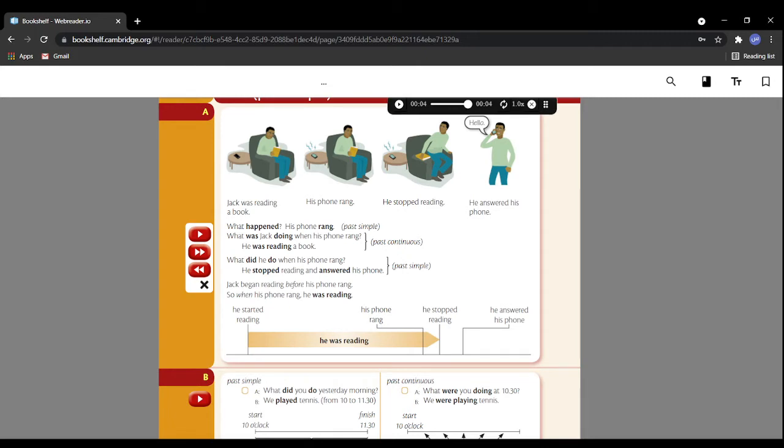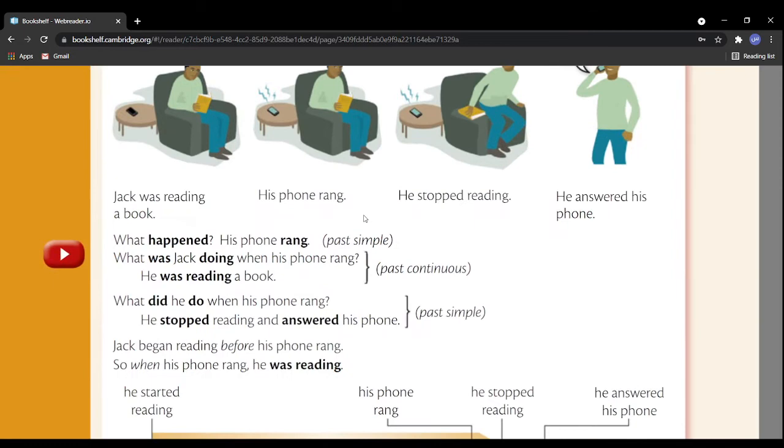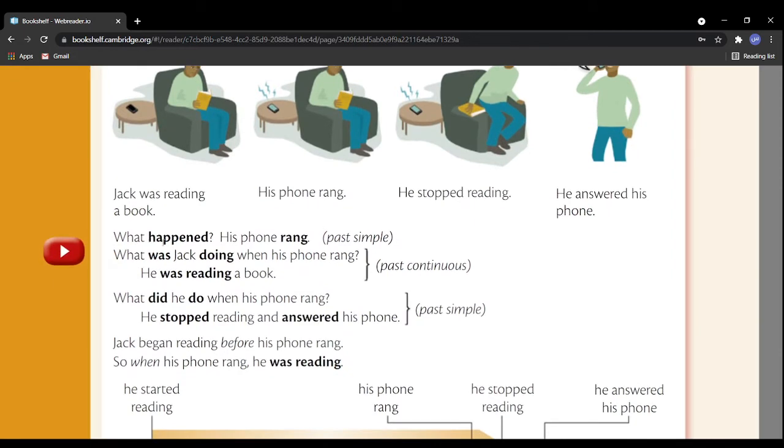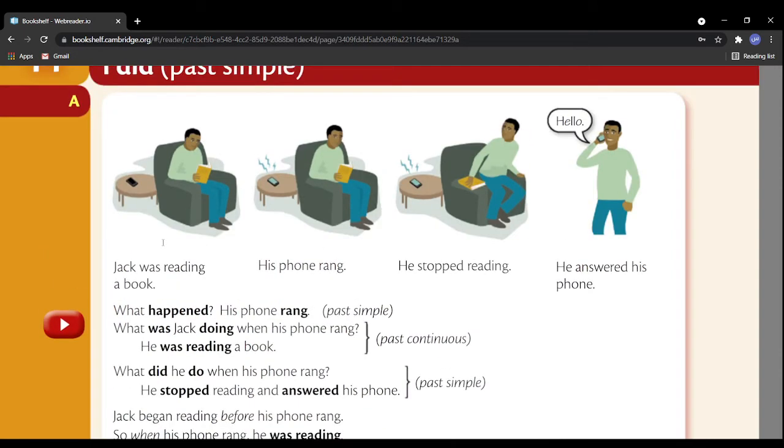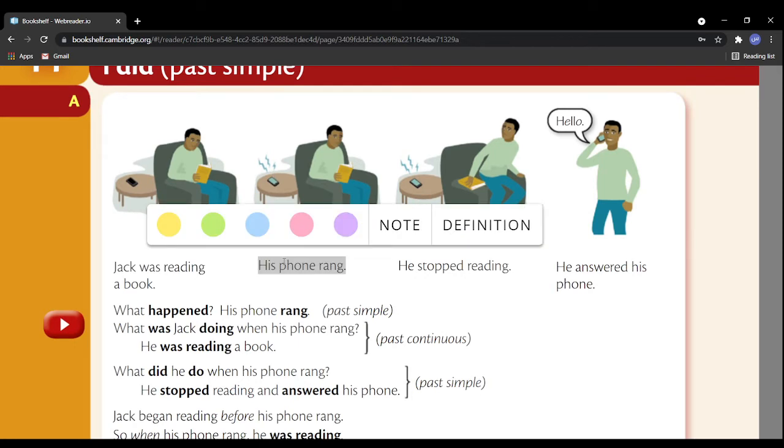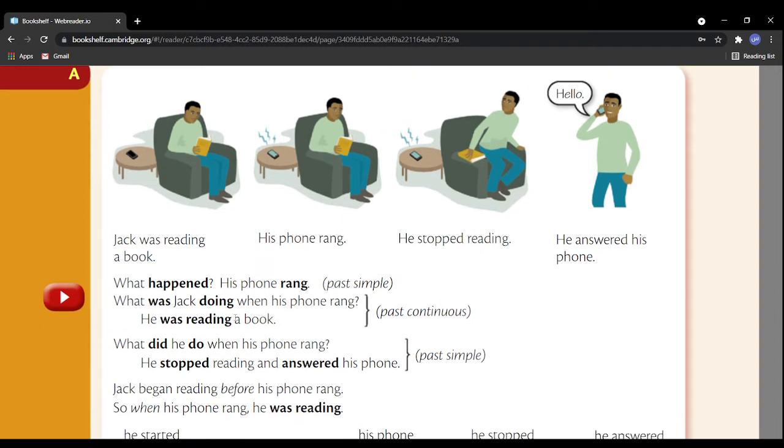So as you see, it depends on the question. You see here, let's zoom in. Okay. So the past simple, what happened? His phone rang. رن التلفون حقه صار الشيء هذا راح. So what happened? His phone rang. Okay. What was Jack doing when his phone rang? وش كان يسوي يوم رن التلفون؟ Jack was reading a book. So he was reading a book.